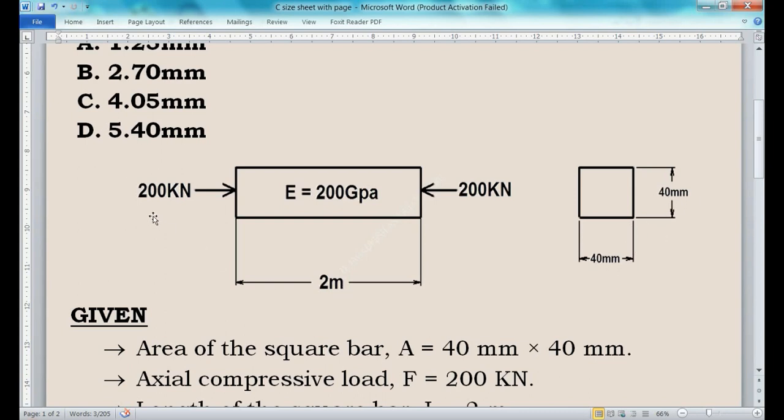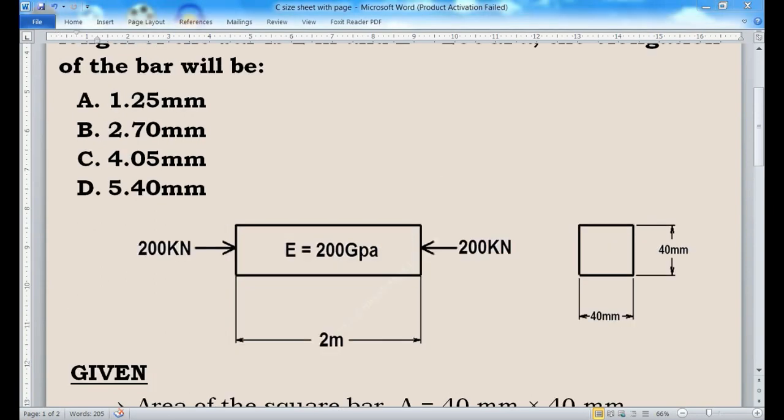Now a load of 200 kN is applied on the steel bar, and this load is a compressive load. Therefore, the length of the steel bar will be decreased and the cross-section area of the square steel bar will be changed. So in this question, we have to find the value of decreased length of the steel bar due to the application of 200 kN.